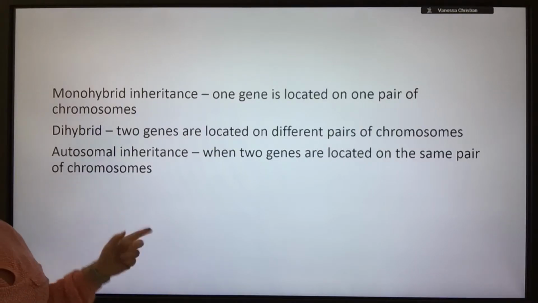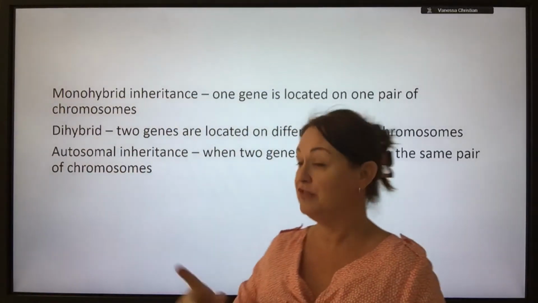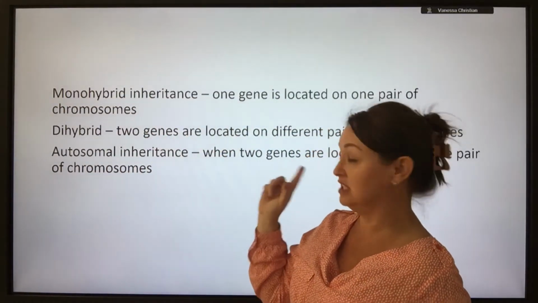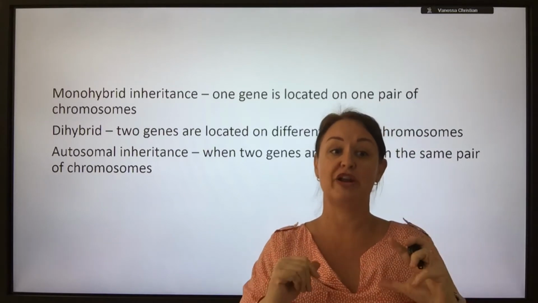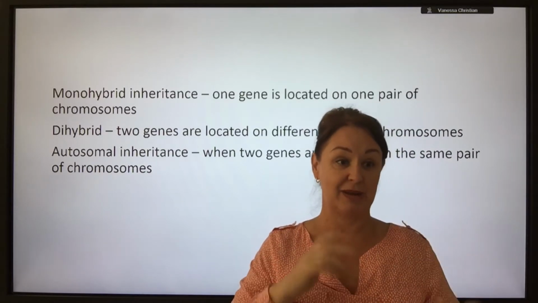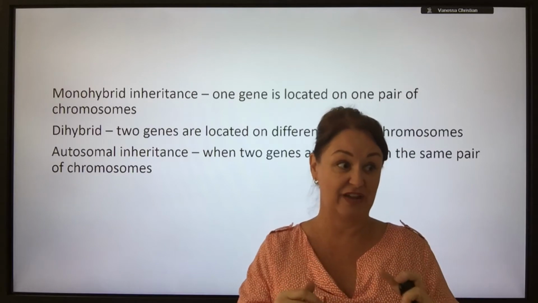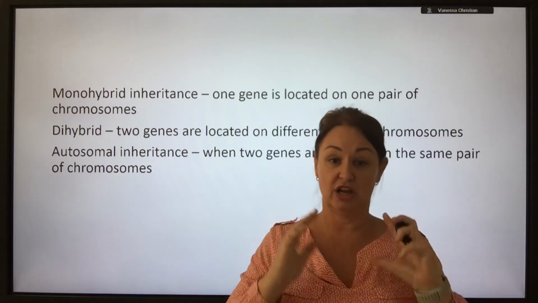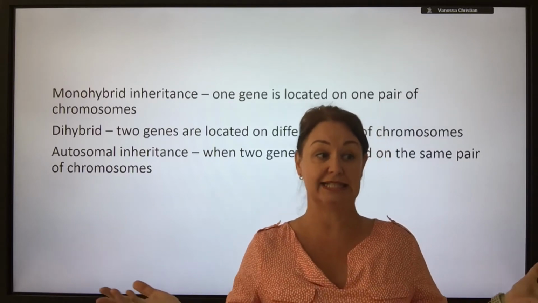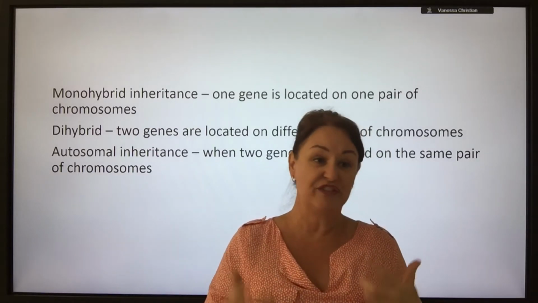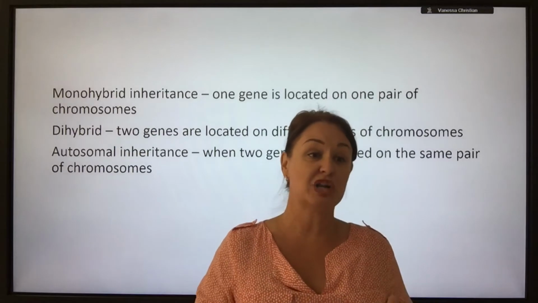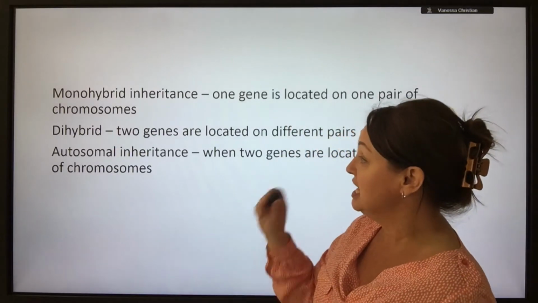So if we just go through some of the words that we've used so far, we've used monohybrid inheritance, and that's when you've got one gene on one pair of chromosomes. It might have 2 alleles, it might have 3 types of alleles, but you've just got one gene on one pair of chromosomes. And that's what we've always considered, isn't it? When we've talked about brown eyes, blue eyes, whatever, we've never known anything different. What we've been talking about is monohybrid inheritance.